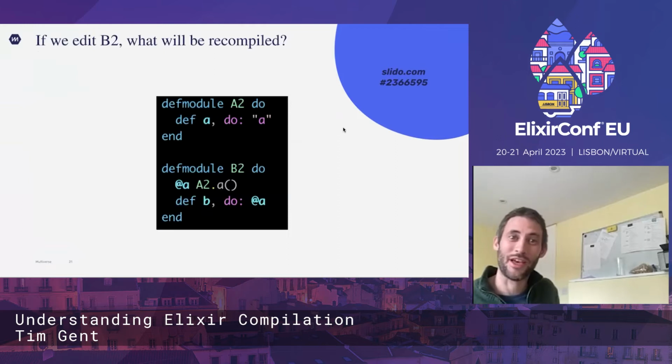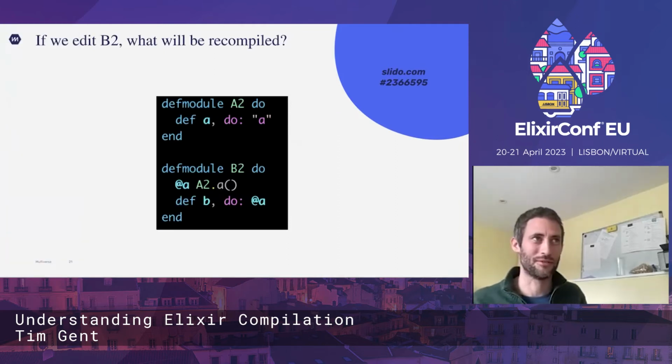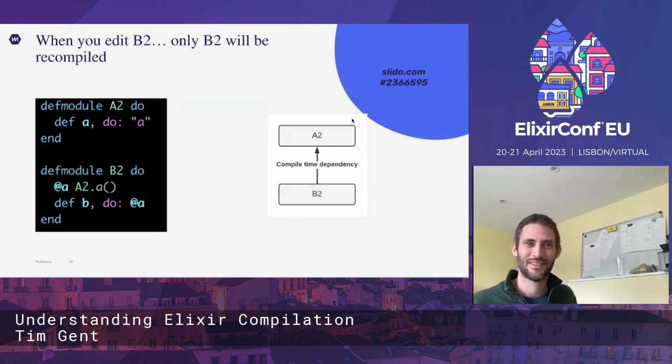All right, now, if we edit module B2, what will be recompiled? About 5 seconds left. A few more answers coming in. All right, so when you edit B2, only B2 will be recompiled. B2 does have a compile time dependency on A2, but that's only one way. A2 does not depend on B2 at all, right? So yeah, only B2 will be recompiled.